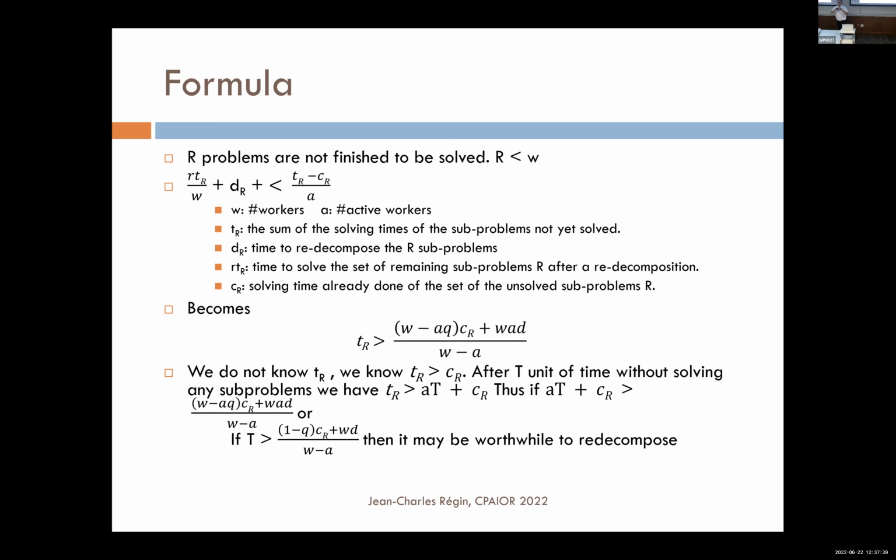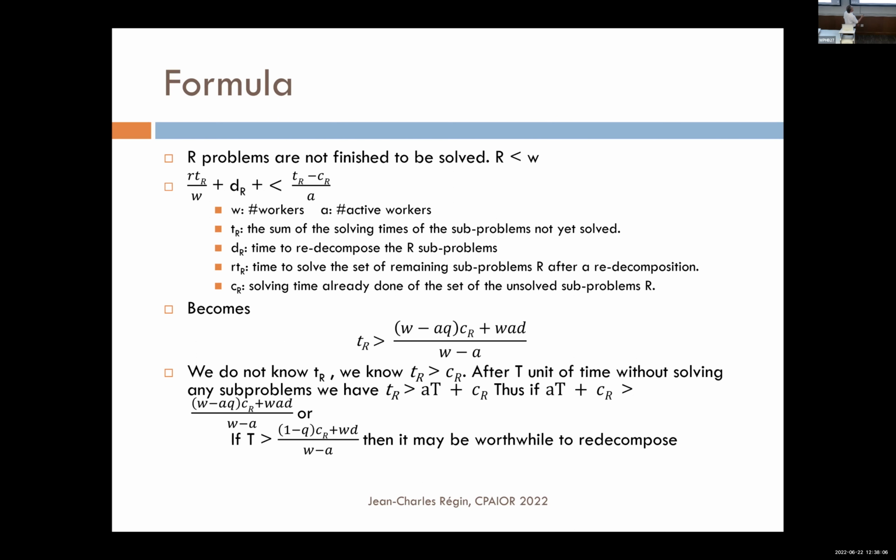That is, I didn't solve any problem. So now I can make some progress because I know that TR is greater than that. And so this is the time that I spend for each active worker. So now I can say that, okay, if that is greater than that, and if that is greater than that, then I will know that TR is greater than that. So I have something like that after T unit of time, so I can decide the value of T.